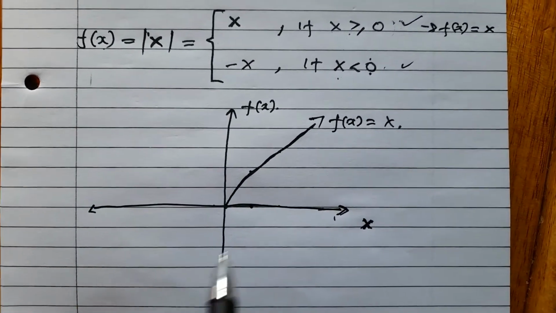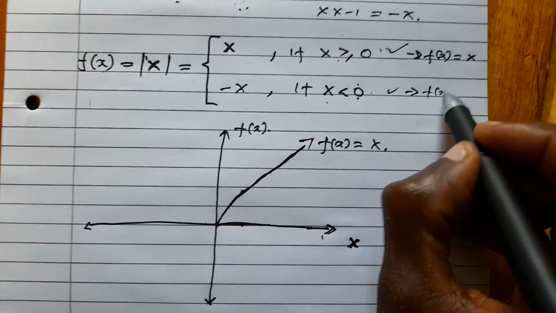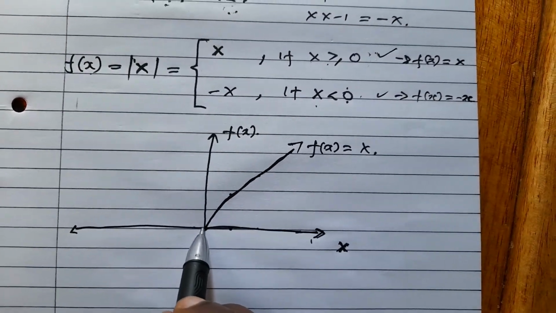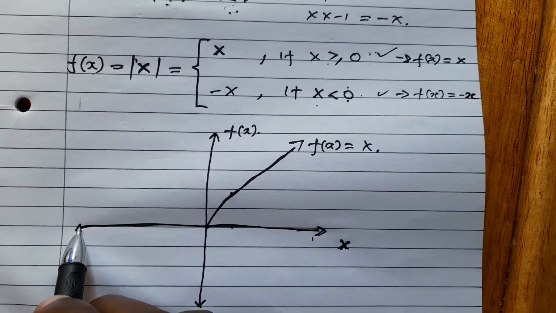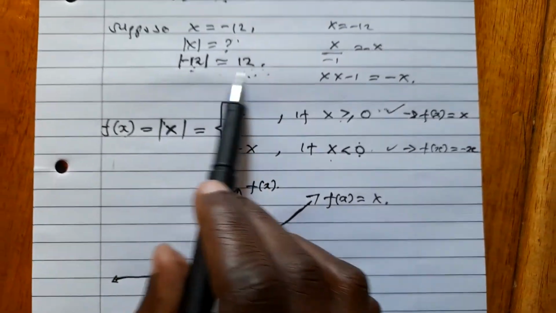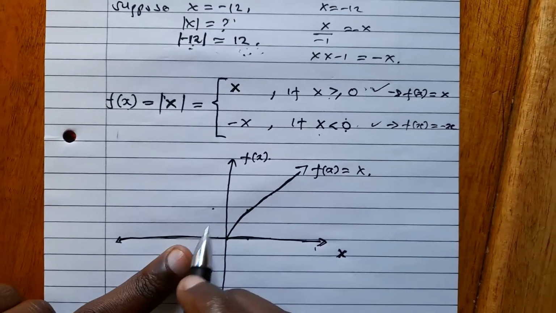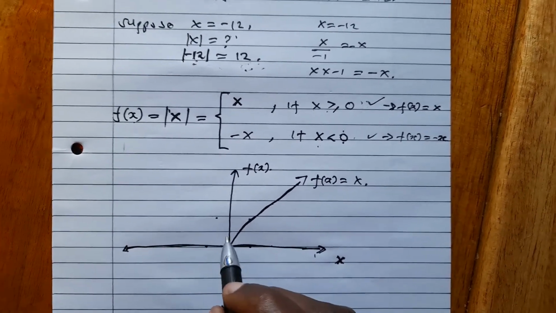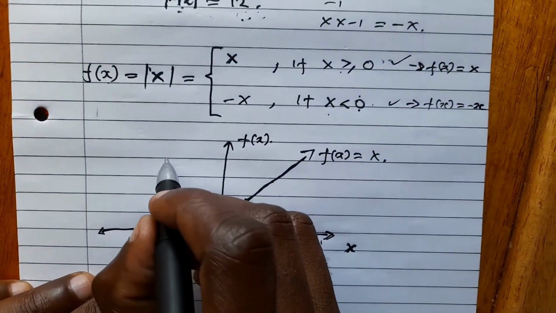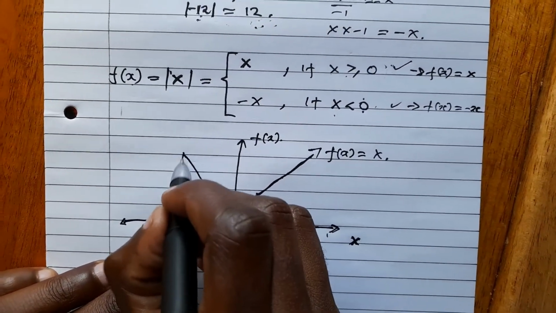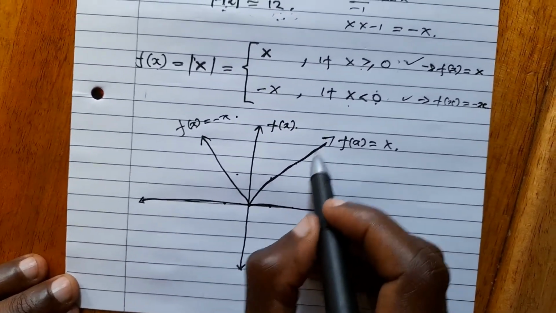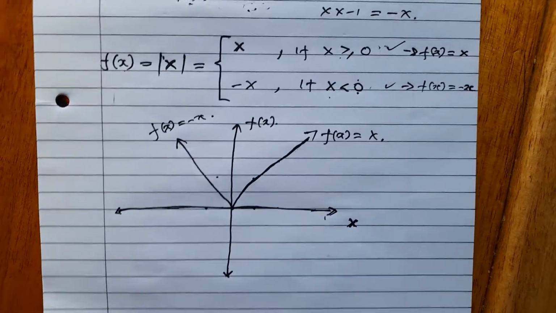Now, for the other piece, you realize that f of x is equal to negative x, and the domain is x less than 0, so actually it is this negative part of x here, and for every negative x I'm having a positive value. Based on the definition, we are changing the negative to positive, so I'm having a positive value of f of x, such that now I'll be having another straight line passing through the origin like that, and this will represent my f of x equals negative x. And with that, I'm having my V-shaped piecewise graph.